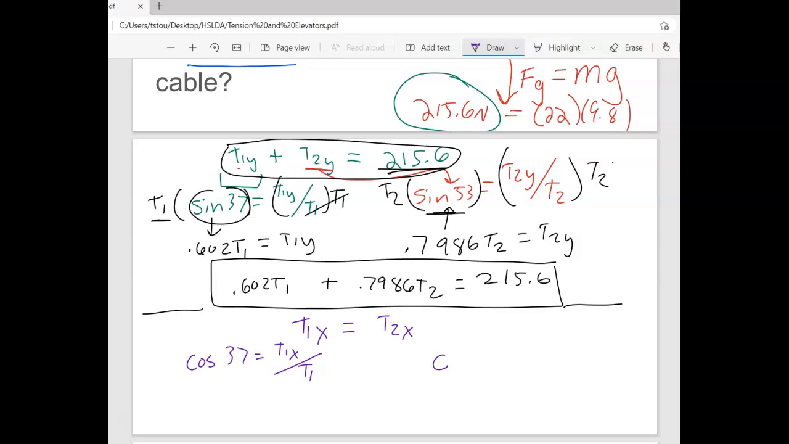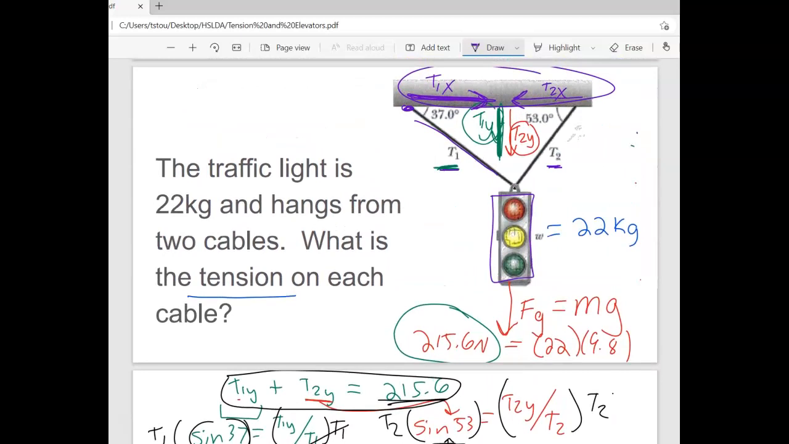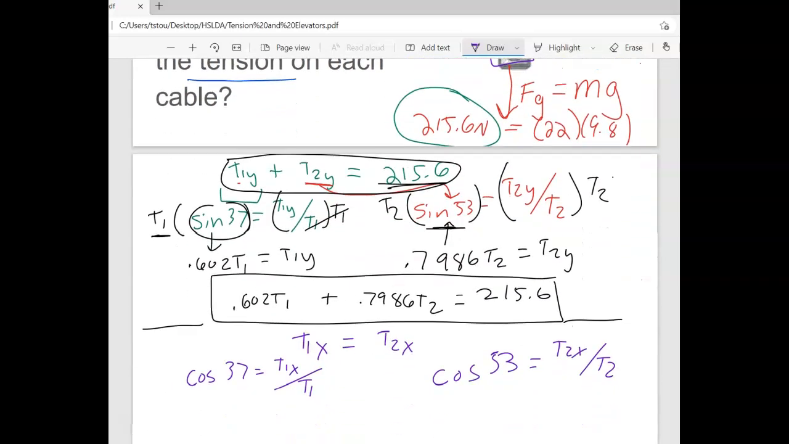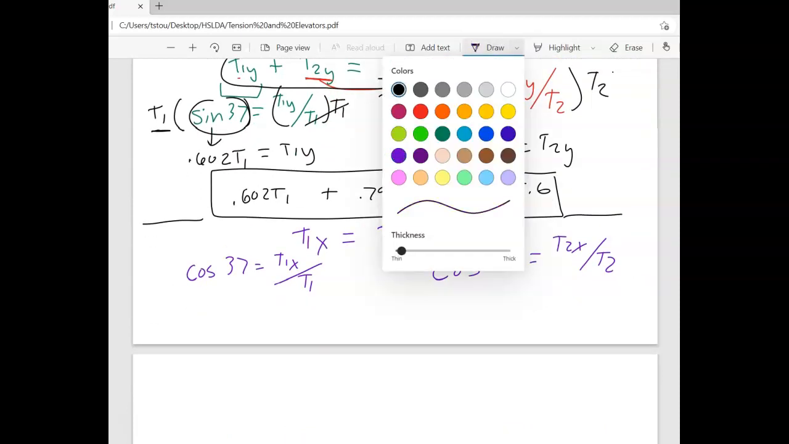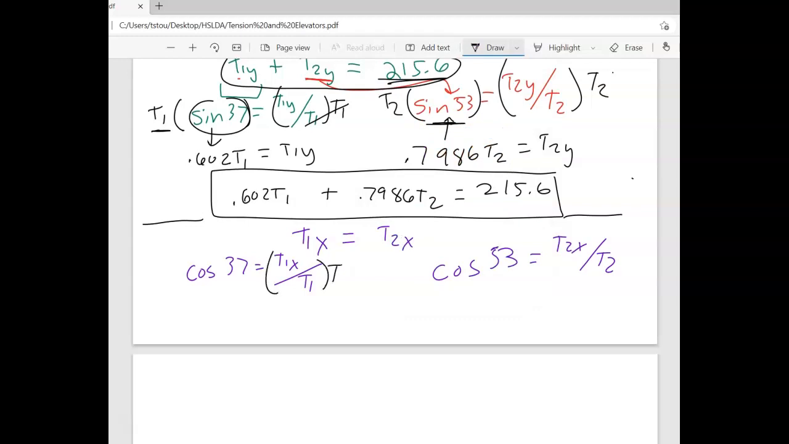In the same system, I've got cosine on this side, it's cosine 53 on the right, is equal to T2x over T2. I know it's cosine because this x part is the adjacent, and the T2 is my hypotenuse. All right, just like I did before, I'm going to multiply both sides of this one by T1, so that cancels. Put T1 over here. Same idea over here, T2, so they cancel, and I get T2 over here. Then I'm going to type in my calculator, cosine 37.